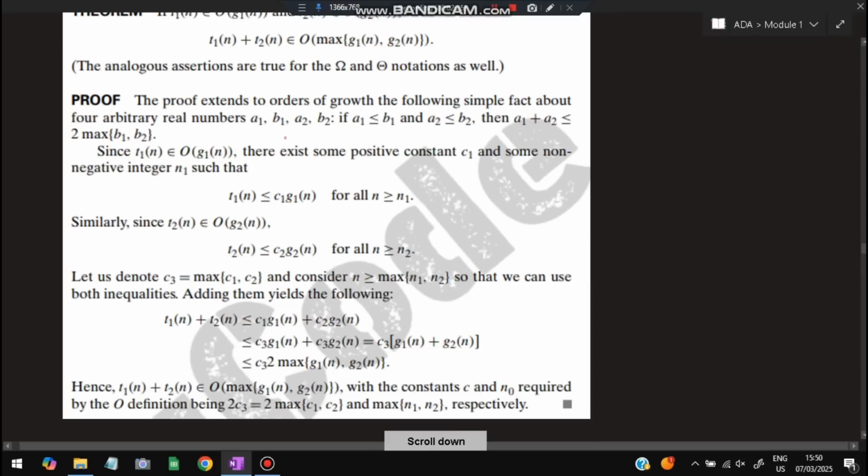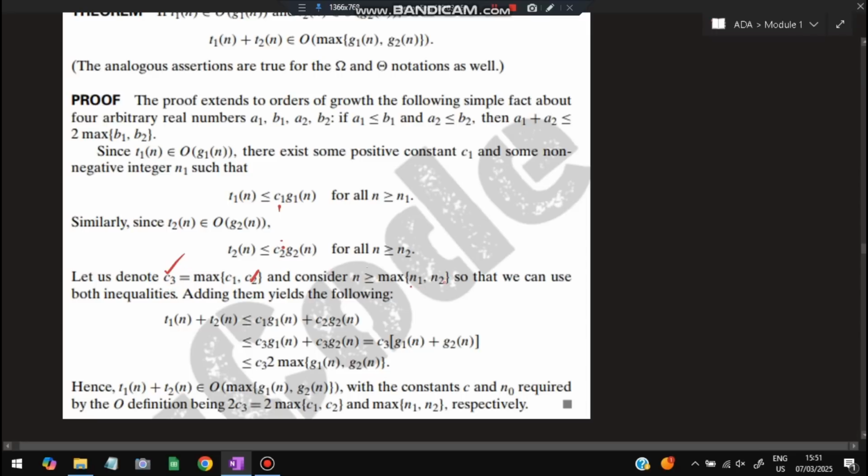Now see, we'll take two numbers a1 and b1, then we'll take a2 and b2. Now a1 is lesser than b1 and a2 is lesser than b2, then a1 plus a2 will be lesser than the maximum of b1 and b2. Got the point? Now see, T1 belongs to O of g1 of n. We'll write it as follows: T1 of n is lesser than or equal to c1 into g1 of n, where c1 is a constant multiplied with g1 of n, and c2 is another constant multiplied with g2 of n. T1 is less than or equal to c1 g1 of n, T2 is lesser than or equal to c2 g2 of n. Now let's take c3 as the maximum value of c1 and c2. Among c1 and c2, whichever is maximum, I will take as c3.